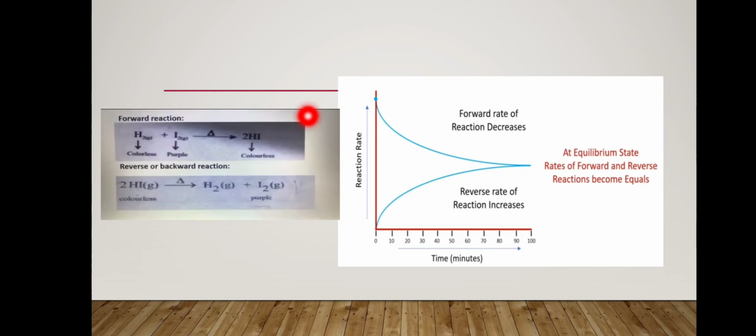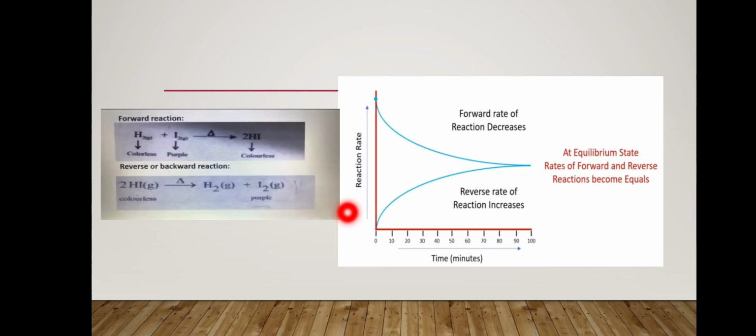In the beginning, as the concentration of the reactant is higher than that of the product, the rate of the forward reaction is faster than the reverse reaction. At the beginning, the rate of the forward reaction is faster than the rate of the reverse reaction. It means reactant is converted into product quickly and product is formed slowly.